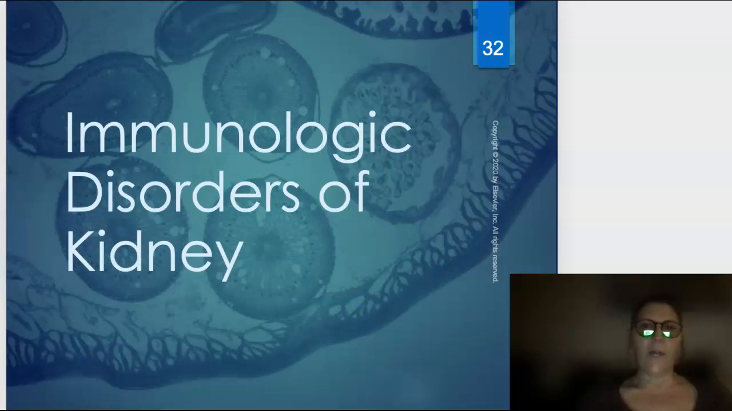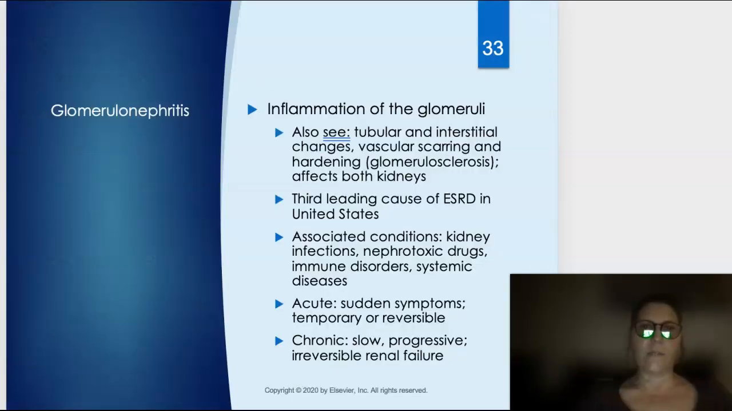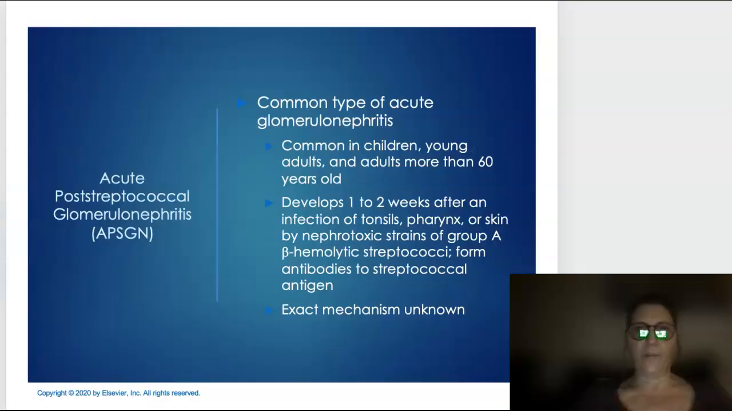Okay, now let's talk about immunologic disorders of the kidneys. Glomerulonephritis is inflammation of the glomeruli. It also involves tubular and interstitial changes, vascular scarring, and hardening, and it affects both kidneys. This is the third leading cause of end-stage renal disease in the United States. The associated conditions are kidney infection, nephrotoxic drugs, immune disorders, and systemic diseases. Acutely, people have sudden symptoms which are temporary or reversible. Chronically, it'll be slow, progressive, irreversible renal failure.